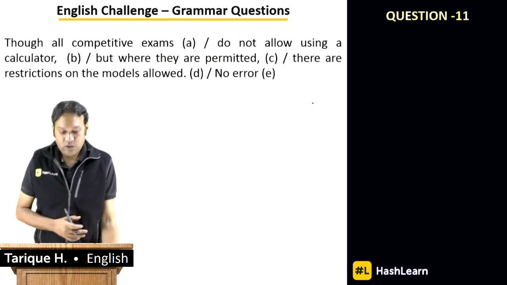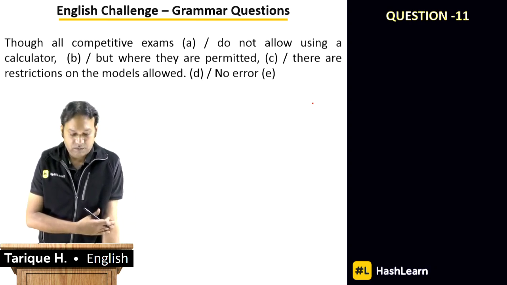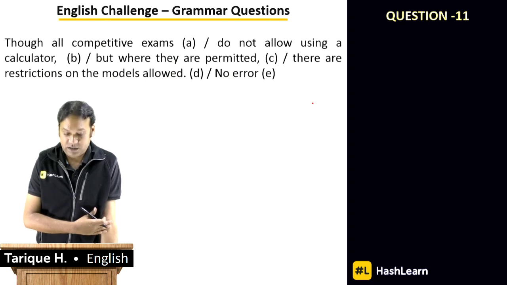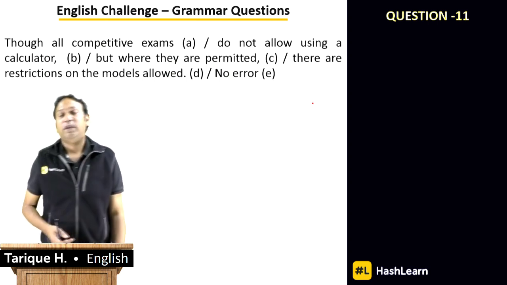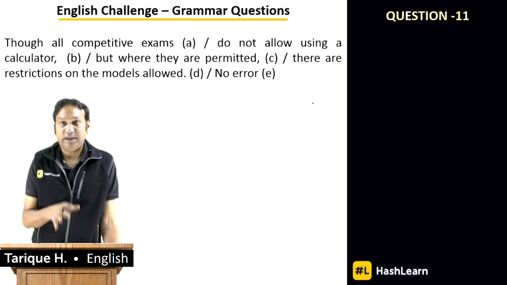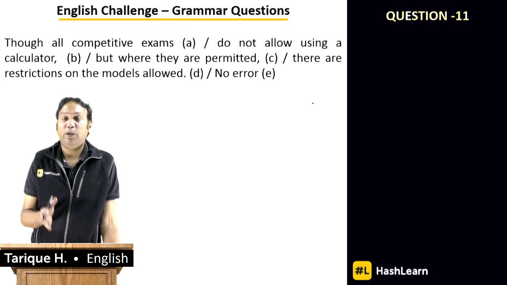Now look at this question here. Though all competitive exams do not allow using a calculator, but where they are permitted, there are restrictions on the models allowed. Slightly lengthy as a sentence. The sentence is split into four parts: A, B, C, and D. And then the fifth part is no error.